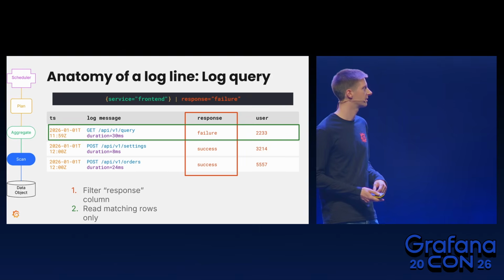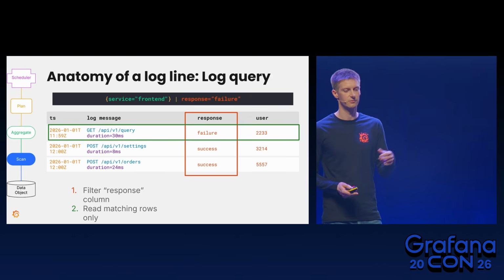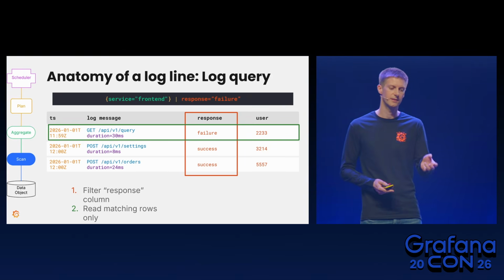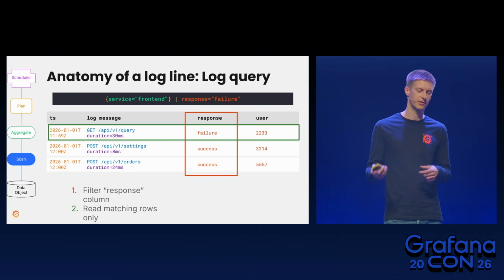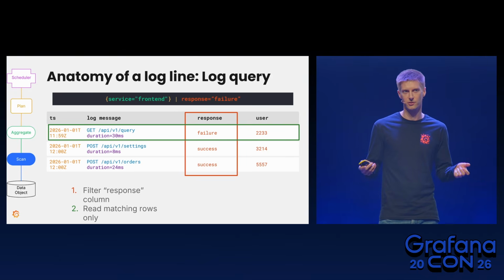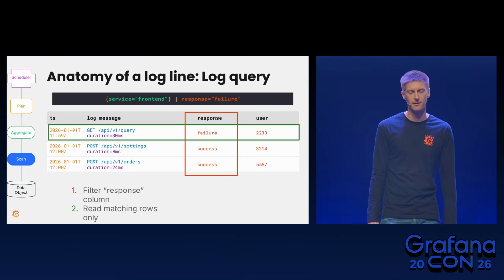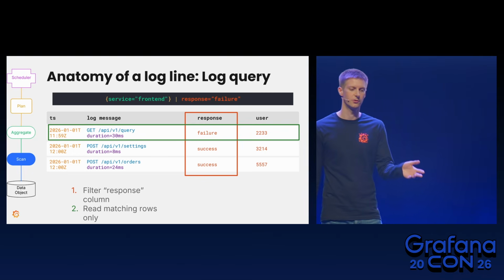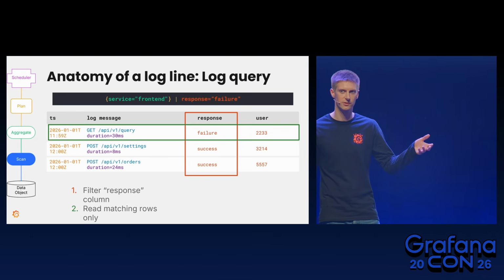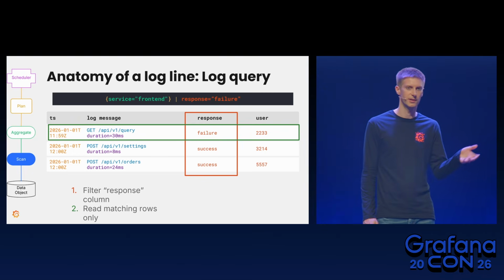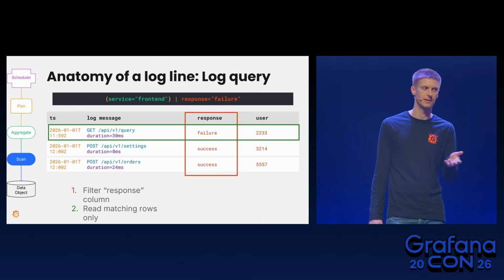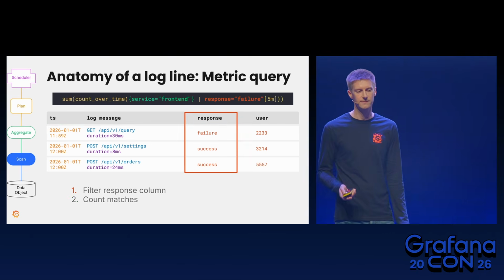The first one is to scan the response column for the string failure, and then for any matches, we will read out the relevant columns for that row. By not reading the other columns for rows which don't match that response filter, we save ourselves bytes that we need to process, ultimately saving on query time. But can we do any better?